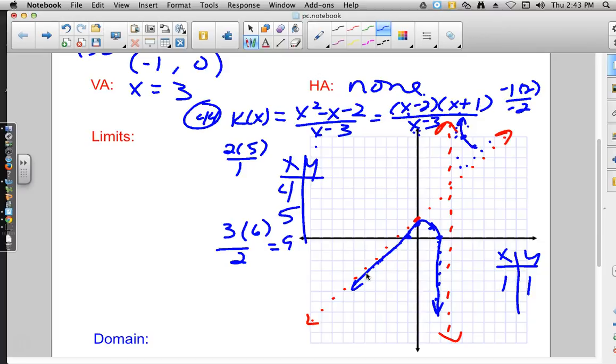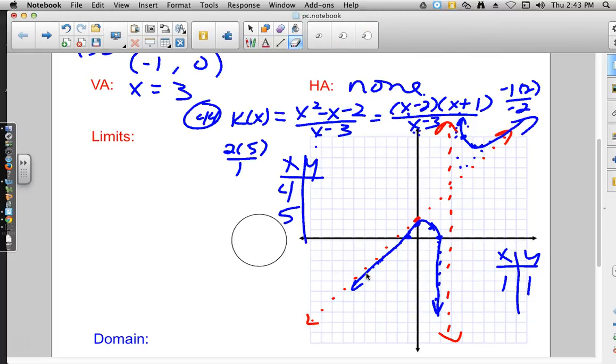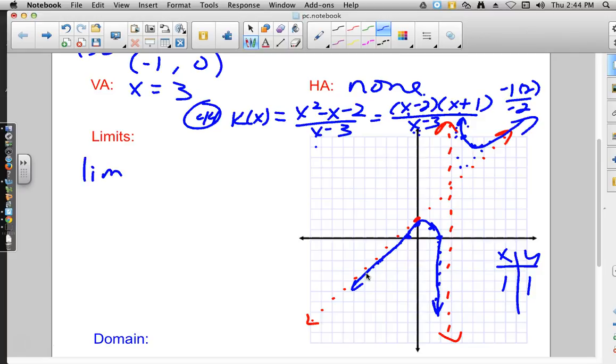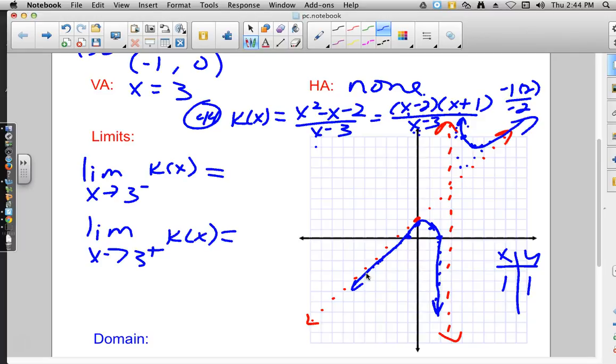And now, because I know where those branches are going to go with that slant asymptote, I can go ahead and put that branch in. And of course, that makes this whole process of looking at those limits easier. So the limit as x approaches, and again, our asymptote was at 3, so 3 from the negative side, of k of x. And our limit as x approaches 3 from the positive side for k of x.